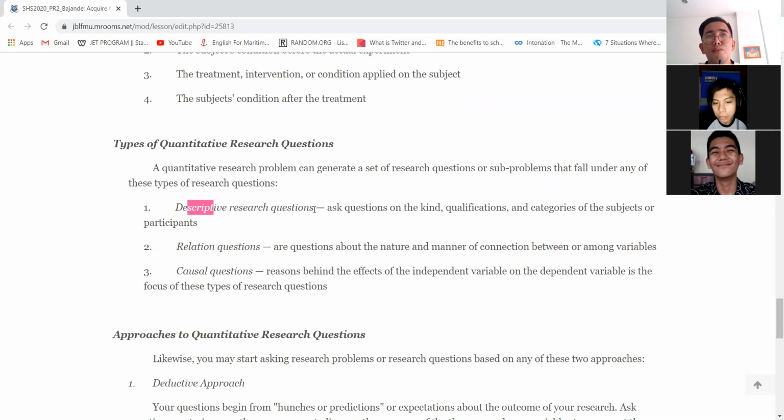Okay? So in descriptive research question, we ask questions on the kind, qualifications, and categories of the subject. How many, how much, that is descriptive. And this is going to be the type of research that you will do later on when you finalize your research.